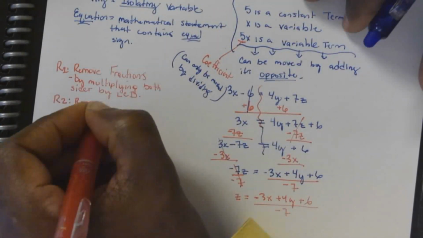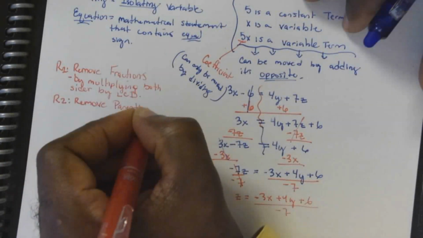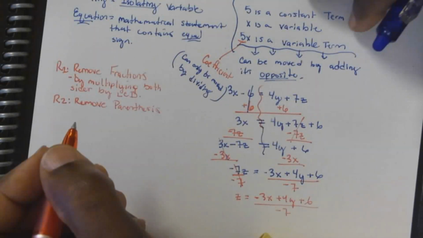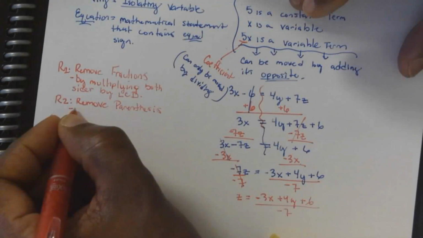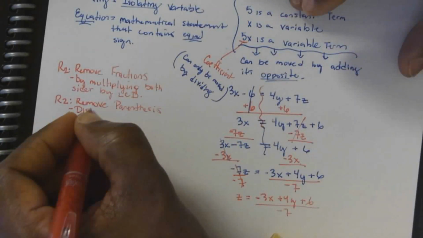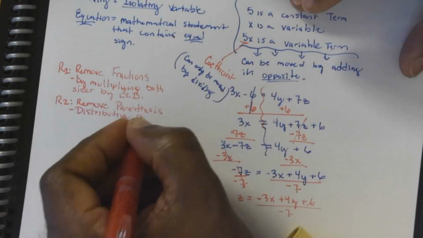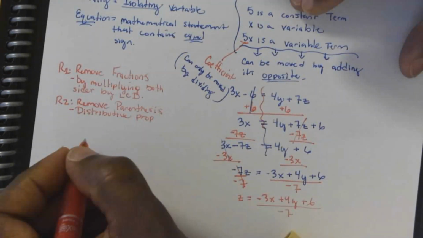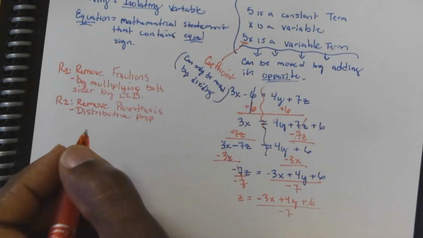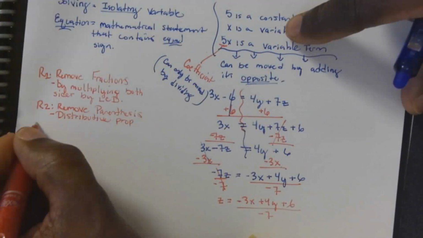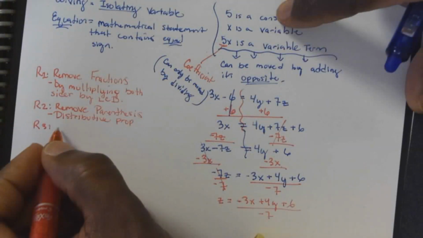Rule 2. Remove parentheses. All right? How did I show you? What do they call when you move parentheses? What property is that? There you go. That is the distributive property. So when you have to remove parentheses, you are using the distributive property. All right?